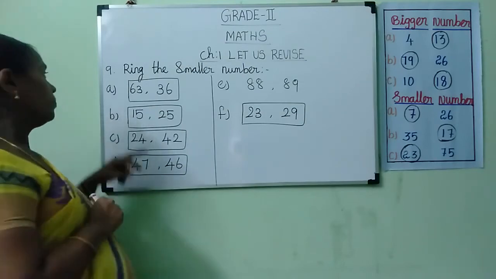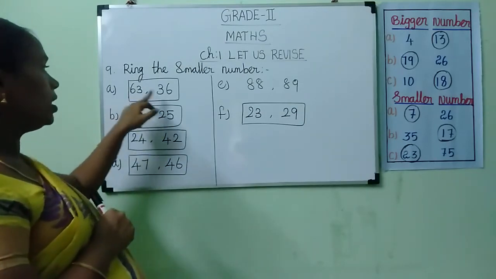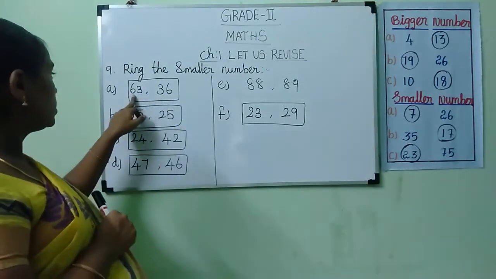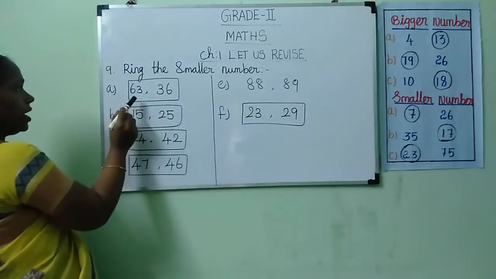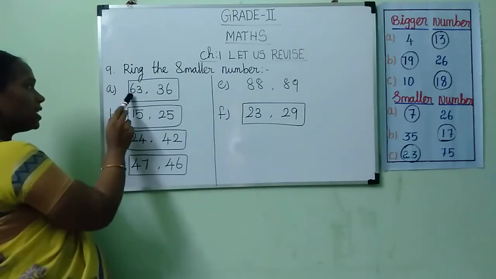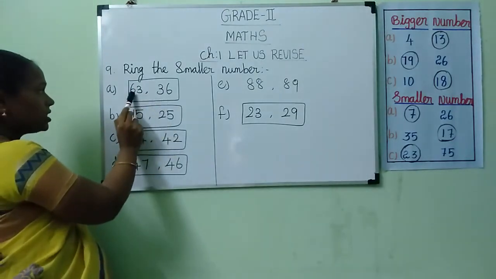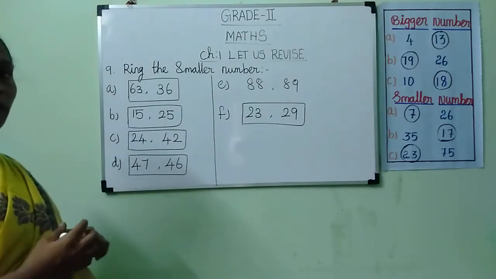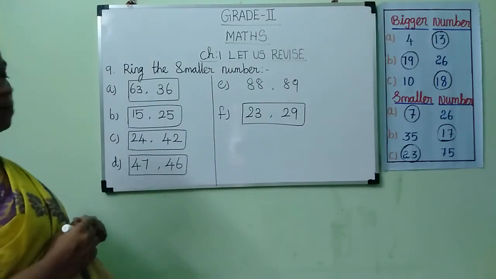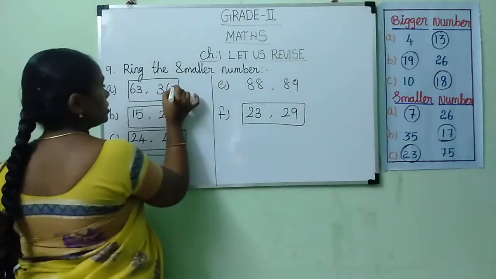Okay children, see. The first one, 63 and 36. You first see the tens place. Which is the tens place? 6 and 3. Which number is a smaller number? 6 or 3? Yes, 3 is a smaller number. So you should put the circle.